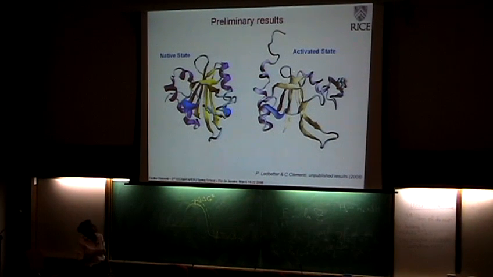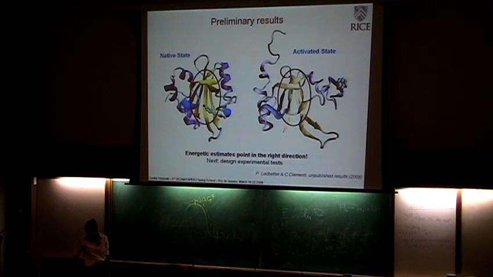And if you see, the main difference is that the core of the protein, this beta sheet, remains basically the same. The chromophore that is inside here opens up and is exposed, and this part of the protein becomes completely unstructured all over the place. But the core remains the same. And this is in agreement with preliminary NMR data from a truncated variant. Energetic estimates seem to point in the right direction, but we don't have the final numbers.